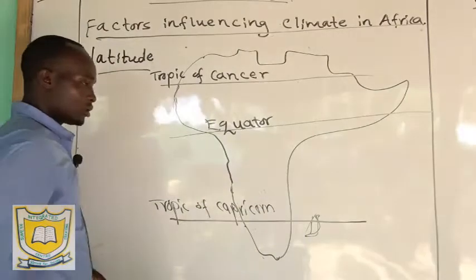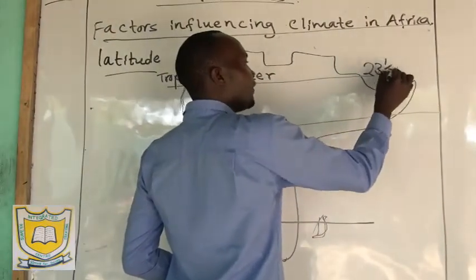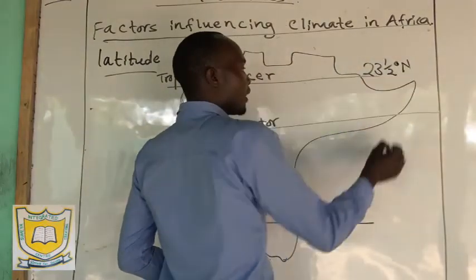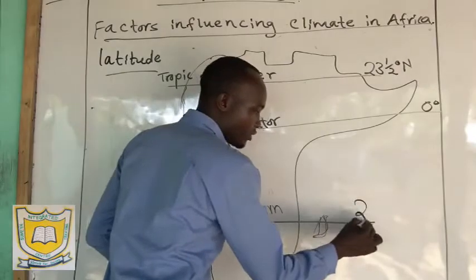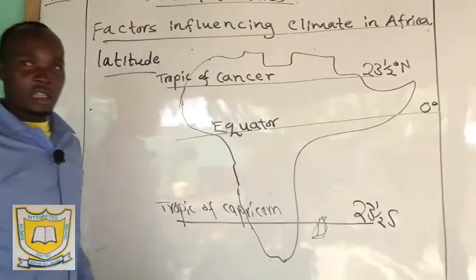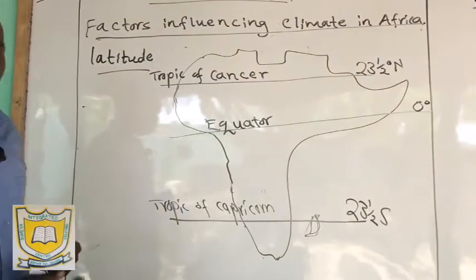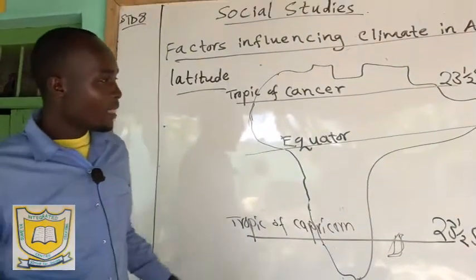Tropic of Capricorn. This one is marked 23.5 degrees north. Then this one is marked 0 degrees. And then this one is marked 23.5 degrees south. So these are the major latitudes that pass through Africa, and they affect the climate of a place. Now what do we mean?